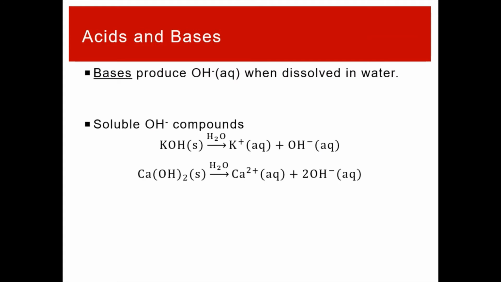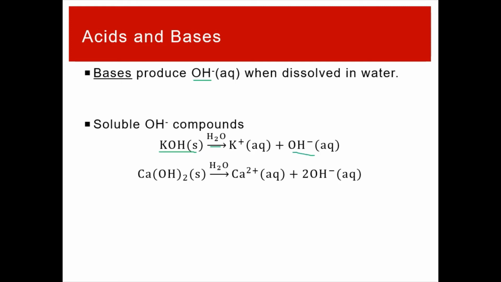So bases are the counterpart, and bases produce OH minus when dissolved in water. If acids make H plus, bases make OH minus. There are a couple of other varieties beyond this, and Gen Chem 2 has a ton of acid-base if you want to learn more. But for now, we're going to say soluble hydroxide compounds, because the best way to produce hydroxide in solution is to take an ionic compound containing hydroxide, dissolve it in water, and then boom, you've got hydroxide in solution.